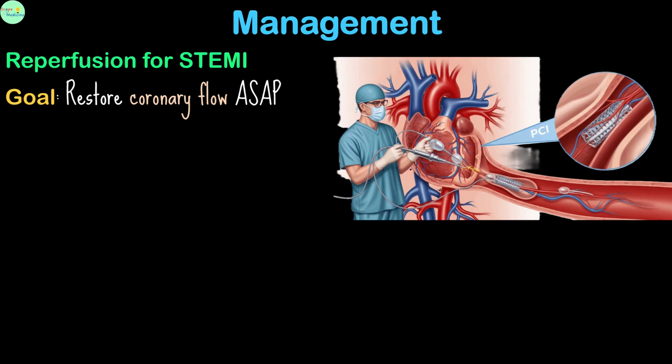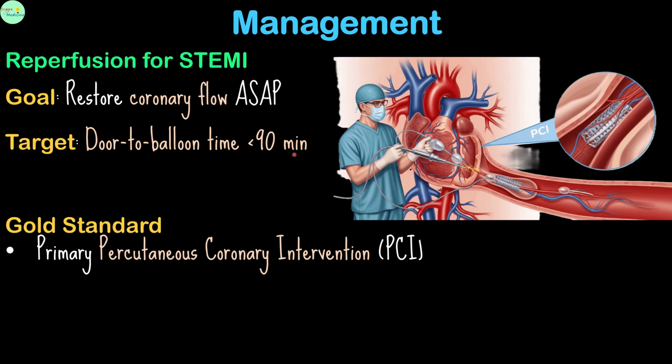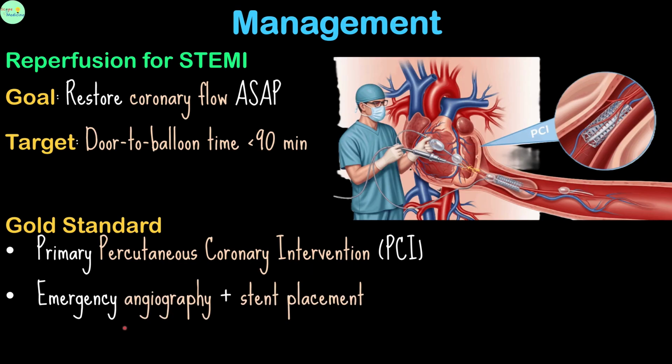For ST elevation myocardial infarction, the strategy is rapid reperfusion. The goal is to restore coronary blood flow as soon as possible, with a target door to balloon time of less than 90 minutes. The gold standard treatment is primary percutaneous coronary intervention, which is emergency coronary angiography, followed by stent placement at the blockage site.